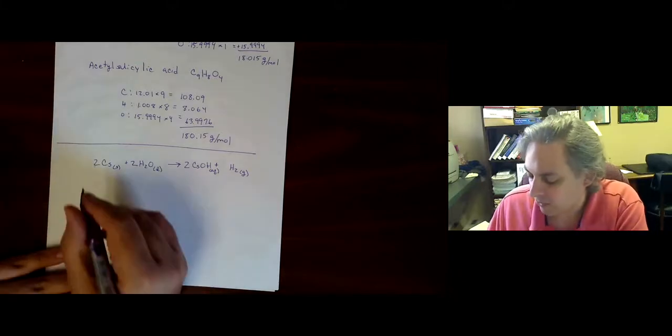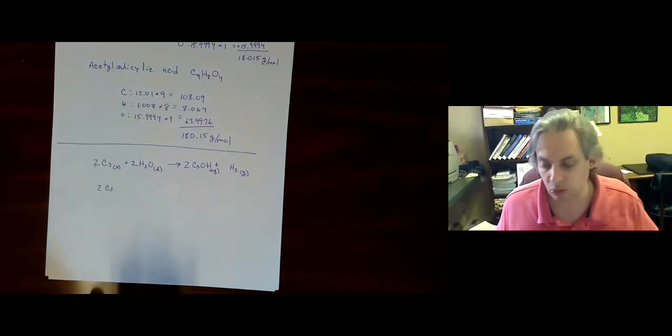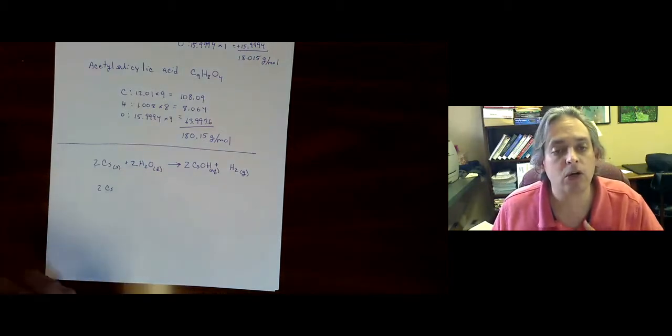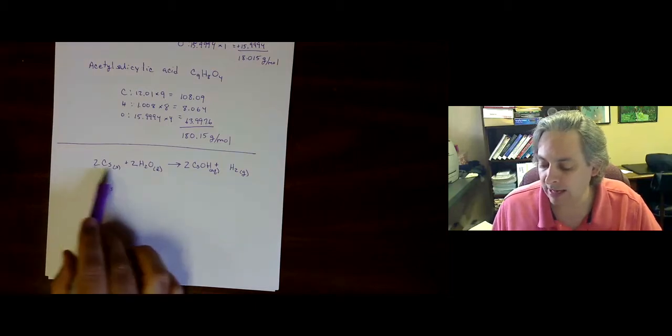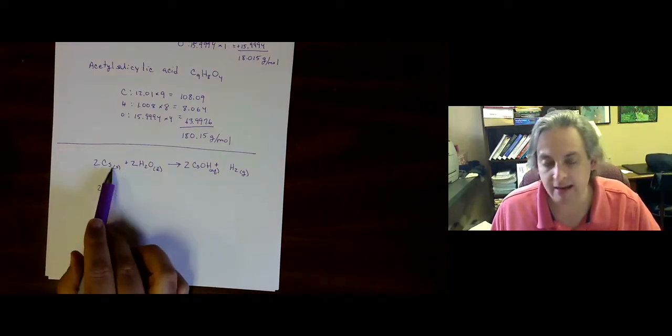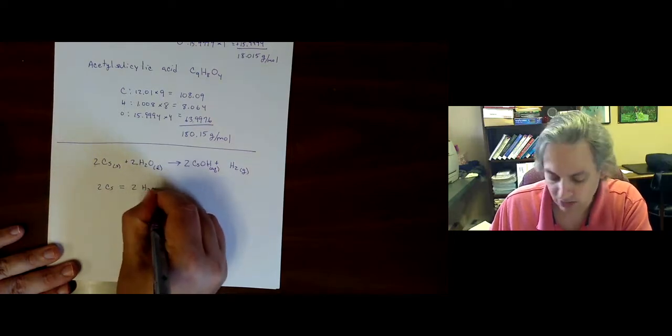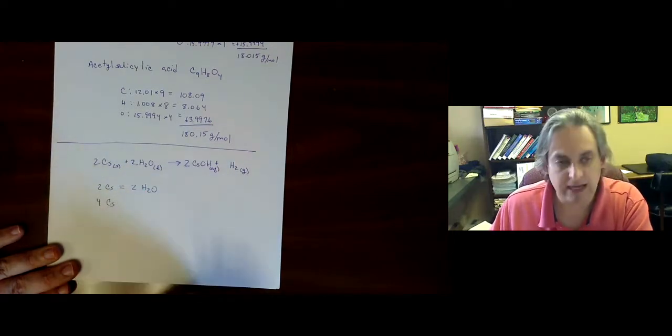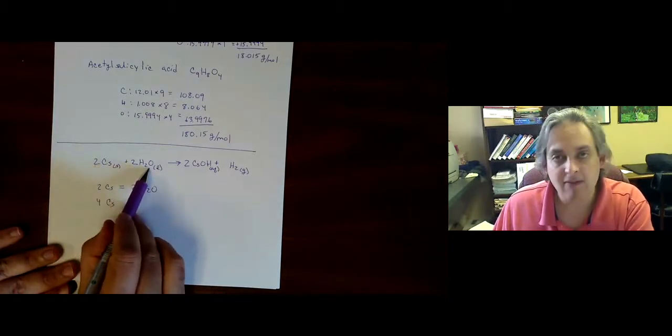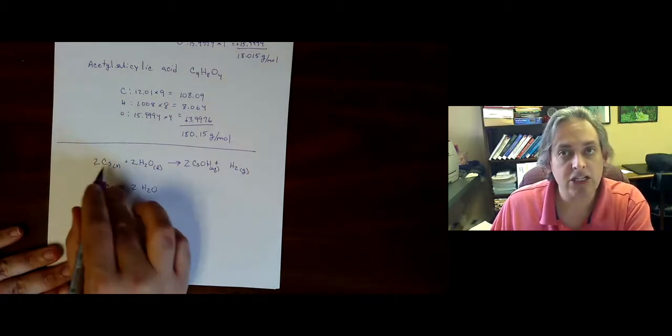And so for example, if we have 2 cesium atoms, how many water molecules do we need? The balanced equation tells us that since we have 2 cesium atoms, we have to have 2 water molecules. So 2 cesium atoms has to correspond to 2 water molecules. Well, what if we had 4 cesium atoms? Then that basically means we have to have 4 water molecules as well, because it's a ratio of 2 to 2.